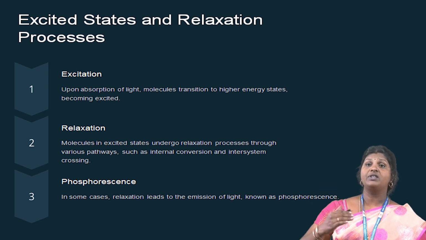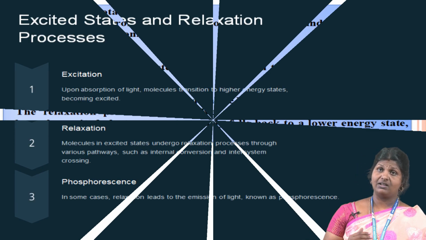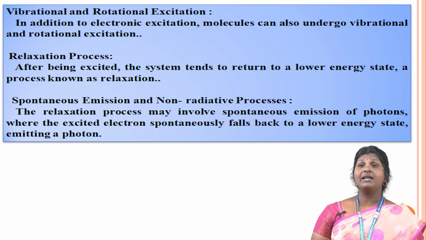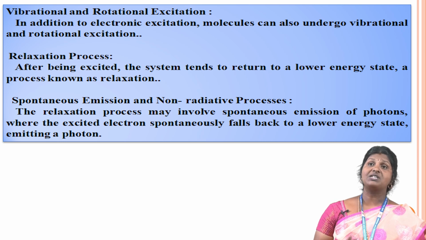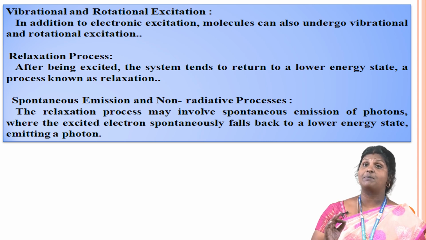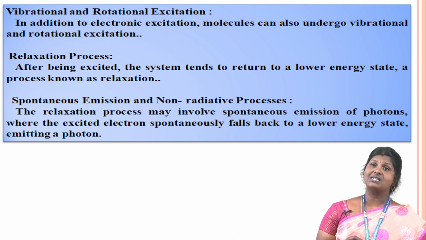Electronic excitation is a common form of excitation where an electron absorbs energy and moves to a higher energy orbital. This process is often associated with the absorption of a photon, leading to the promotion of an electron from a lower to a higher energy level. Then vibrational and rotational excitation: a molecule can also undergo vibrational and rotational excitation. Vibrational excitation involves an increase in the vibrational energy of atoms within a molecule, while rotational excitation involves an increase in the rotational energy of the molecule.